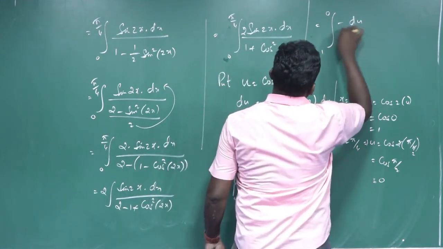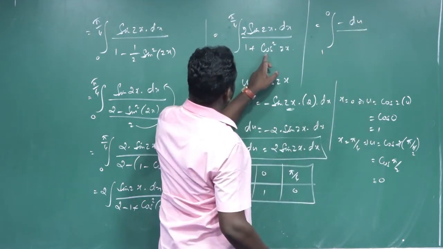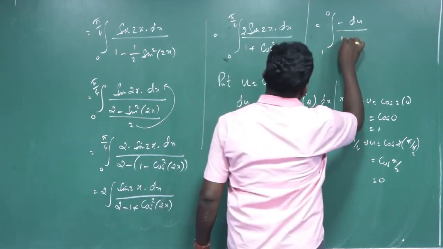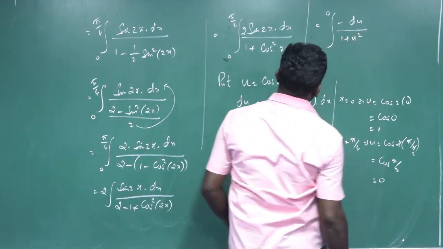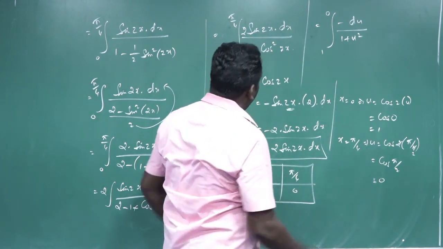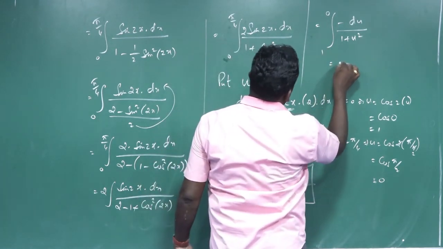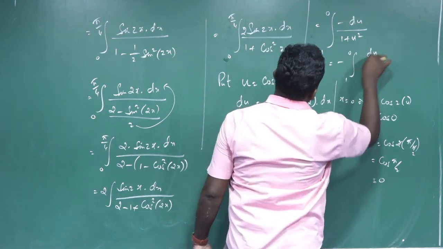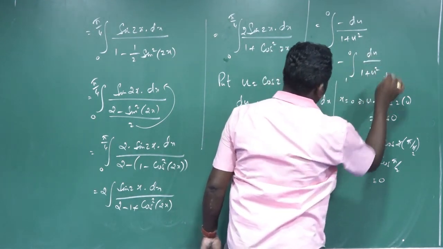Minus du by 1 plus cos square 2x. Cos 2x we can consider as u, so it is u square, so 1 plus u square. So we can write minus outside, that is equal to minus integral 1 to 0 du by 1 plus u square.